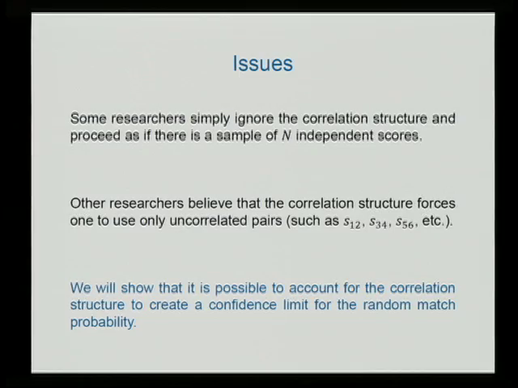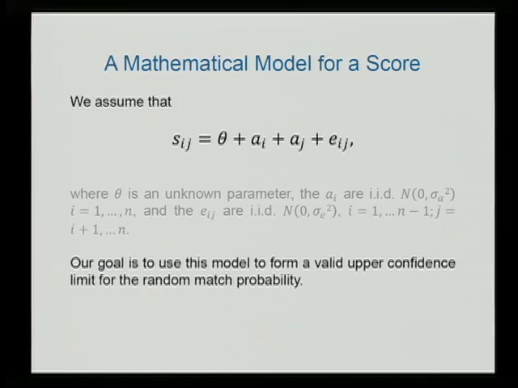Our method will use all similarity scores from all pairwise comparisons, account for the correlation structure, and give you a statistically valid upper confidence bound for the random match probability. Our model looks at the similarity score comparing two objects i and j as being the sum of that parameter theta, a random quantity a_i from object i, a random quantity a_j from object j, and an error term. And we'll use that model as we develop the bound for the random match probability.